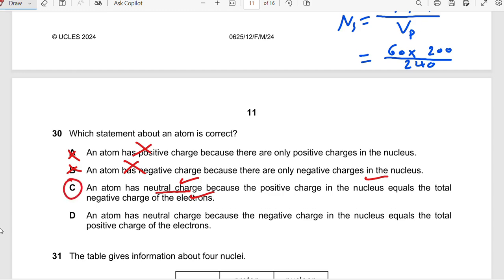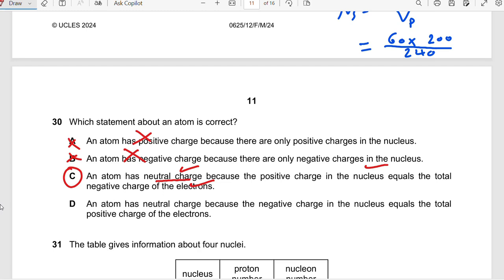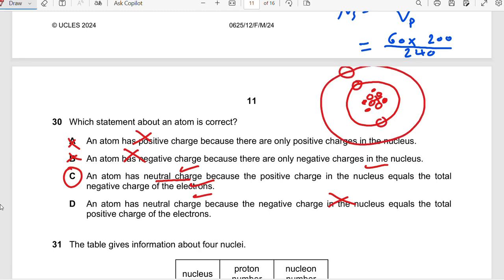Let's check option D. An atom has neutral charge because the negative charge is in the nucleus. No. In the nucleus we have positive charge, right? Remember, inside the nucleus here I have protons and I have neutrons also, right? And around it I have electrons on the orbits. So this is electron, negative, and inside I have positive protons and neutral neutrons. So the nucleus is always positive.